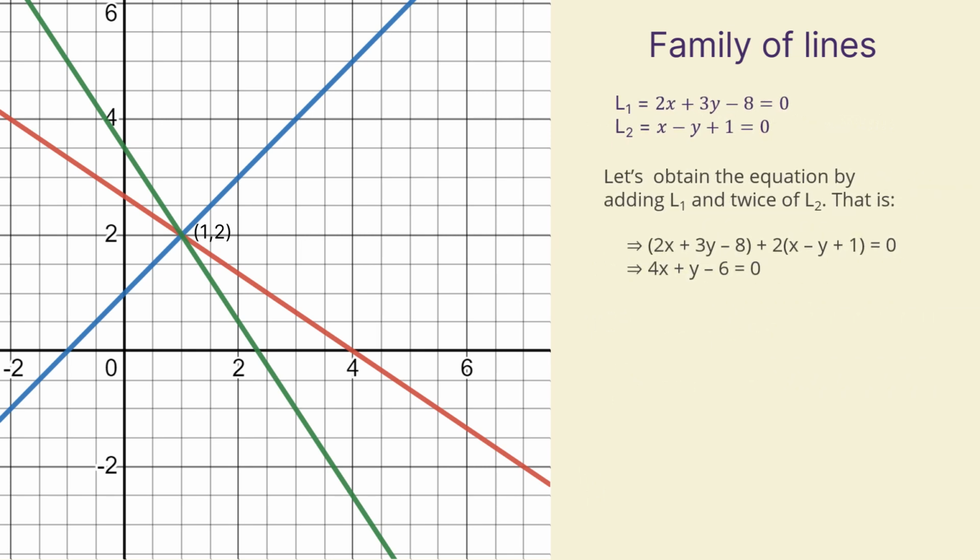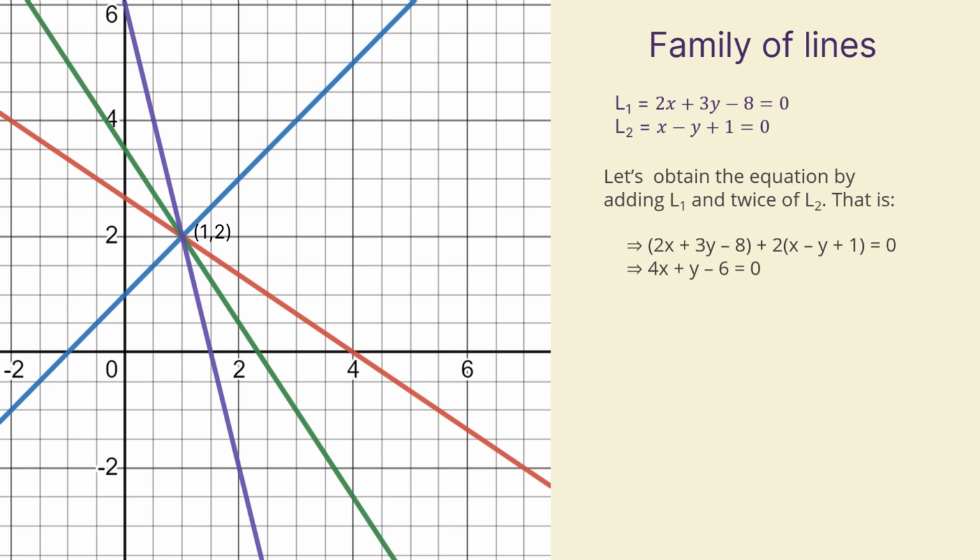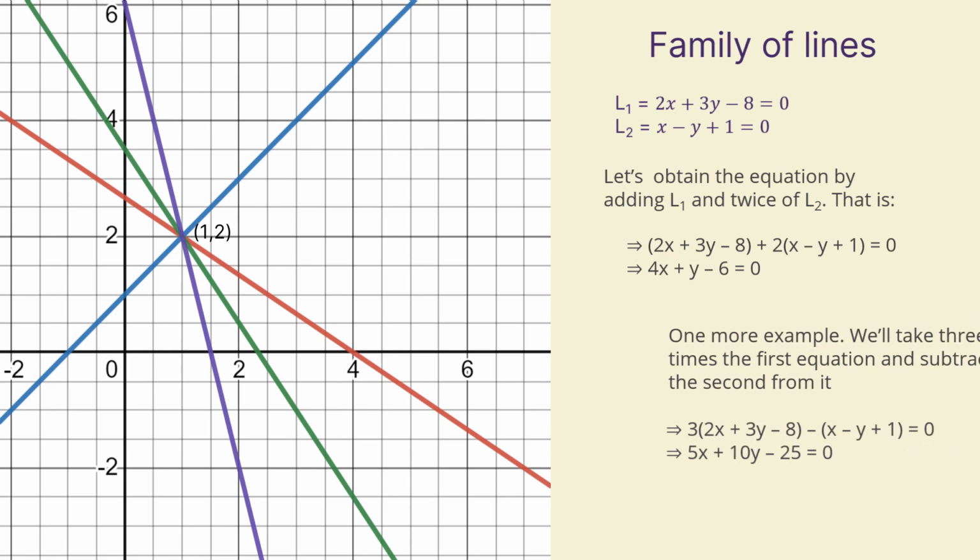Let's obtain a new equation by adding L1 and twice L2. That is 4x plus y minus 6 equals 0. But look, we have a different equation, but it also passes through (1, 2).